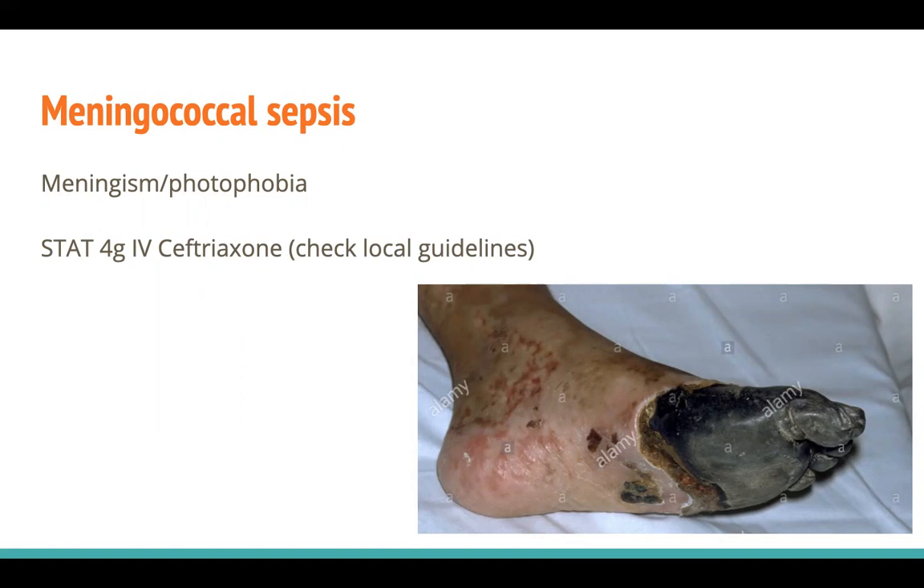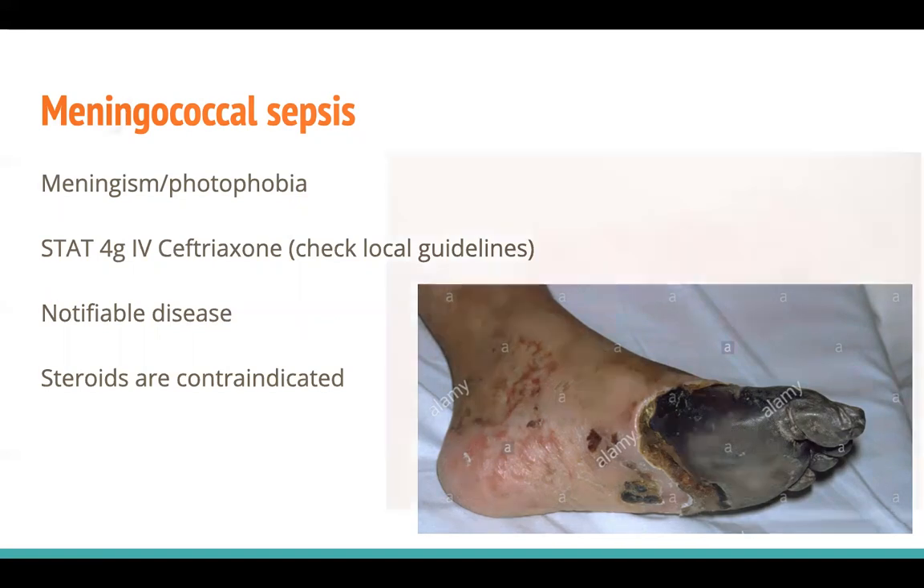Check your local guidelines because sometimes this can vary. It's a notifiable disease, so you must get onto Public Health England once you've stabilised the patient. And unlike meningitis, where one uses steroids, steroids are contraindicated in meningococcal sepsis. There's a high mortality rate and there's a high rate of limb loss.